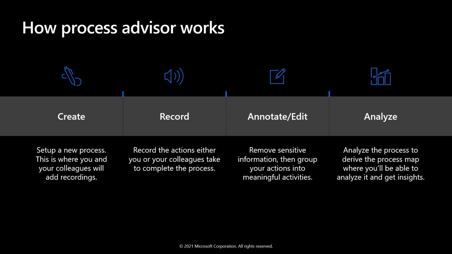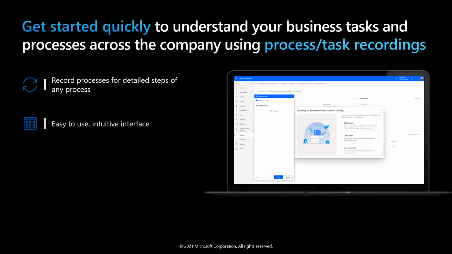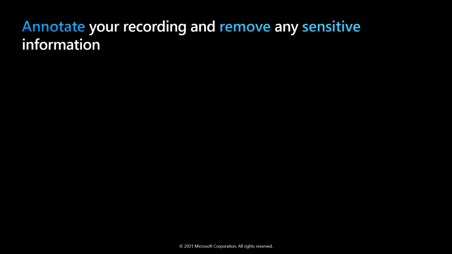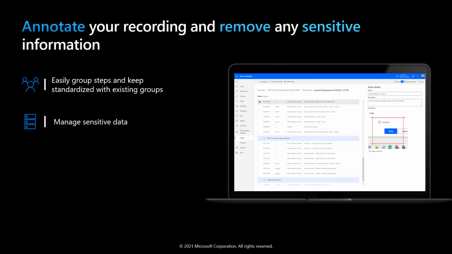With Process Advisor, you can create a process, record its steps, edit, and then analyze. It's actually very easy to record your steps, whether you're using a Windows-based application or web-based application. And in the background, it is leveraging Power Automate Desktop to capture all these steps. Then once the recording has been completed, it will analyze that, and you are presented with the individual steps as part of the recording, where you will be able to group them into activities and then also potentially remove any sensitive data and screenshots from that recording.